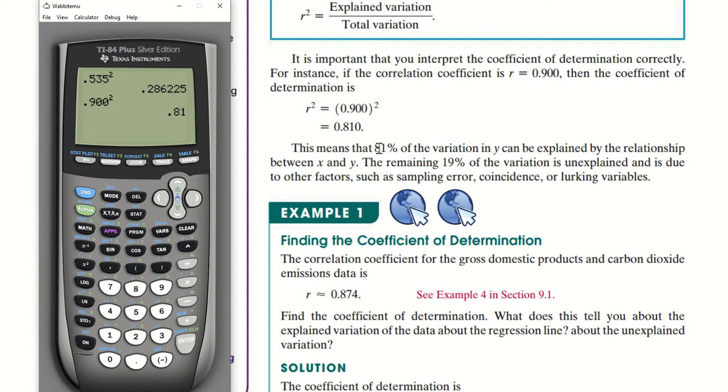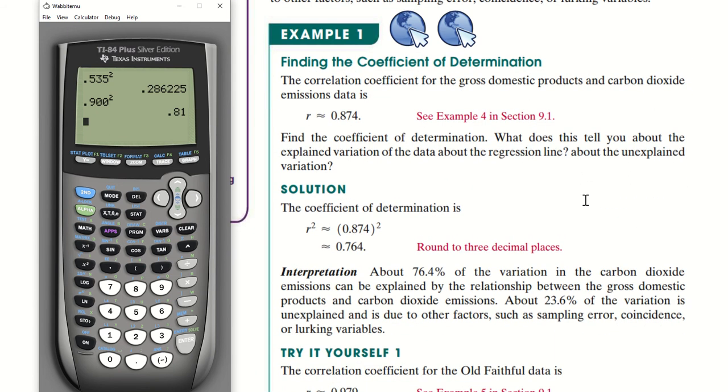What would be left over, which would be 1 minus R squared, is 19%. You can simply subtract it from 100: 100% minus 81% leaves us 19% that's not accounted for. That means that the remaining 19% of the variation is unexplained and would be due to other factors, things like sampling error, coincidence, or lurking variables. In the perfect positive and perfect negative case, notice that 100% of the variation would be explained by the relationship between X and Y, and 0% would be unexplained.